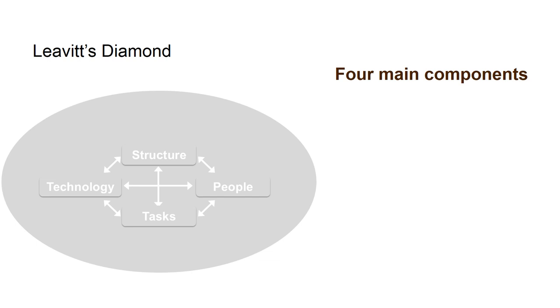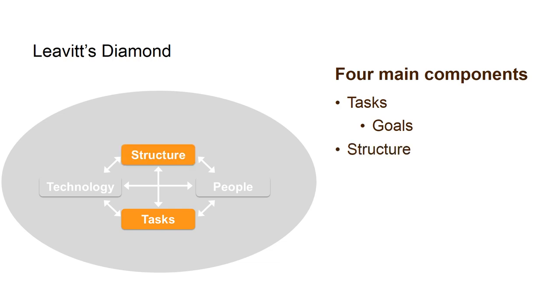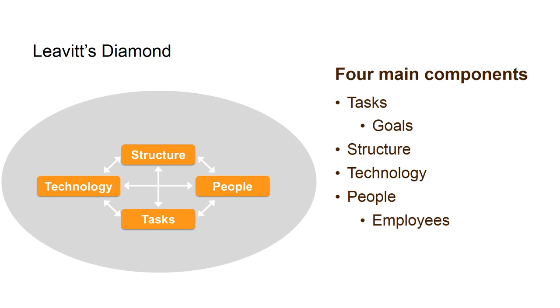According to Leavitt's diamond model, the best way is to split the organization into 4 components. The 4 components are tasks, also sometimes called goals, structure, technology, and people, also sometimes called employees.